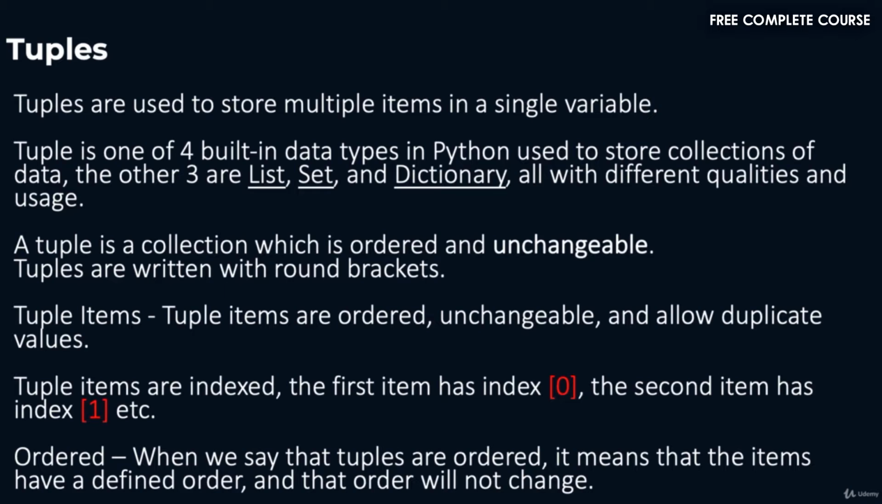Tuples are written with round brackets. Tuple items are ordered, unchangeable, and allow duplicate values. Tuple items are indexed. The first item has the index of 0, the second item has the index of 1, etc. Ordered. When we say that tuples are ordered, it means that the items have a defined order and that the order will not change.